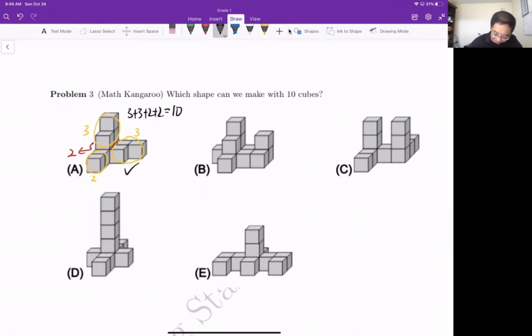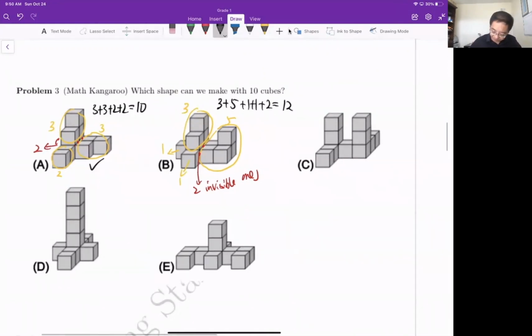Then how about the others? Let's see B. How many do we have here? We have 5. So this is 5, and here is 1. Here is 1, and here is 3. But don't forget again, there are 2 invisible ones, like the previous one. Don't forget that. If we add together, we have 3 plus 5 plus 1 plus 1 and plus 2. So here what we get is 12. So for this one, we get 12 cubes.